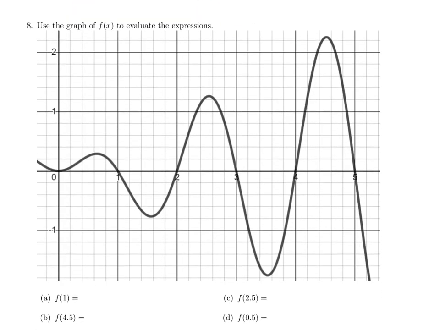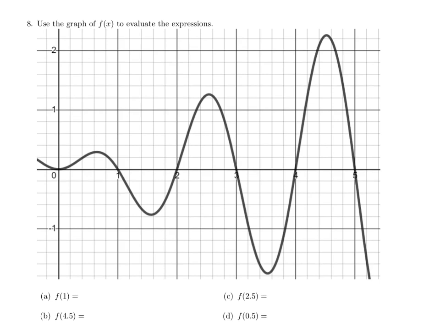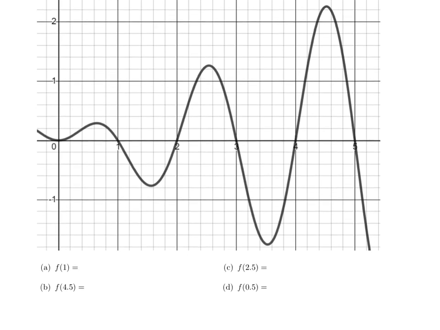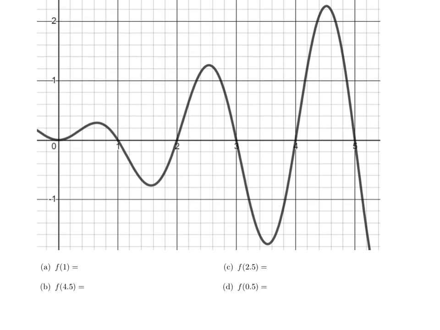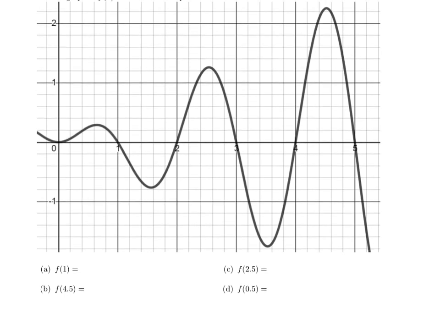Okay, number 8. Use the graph of f of x to evaluate the expressions. So we have 4 parts here. So we have f of 1. Okay, so for f of 1, remember what they're giving you here is the x value. Because remember, this usually looks like f of x. So the x value is 1. And they want to know what's the y value when your x value is 1. So when x is 1, y is 0.